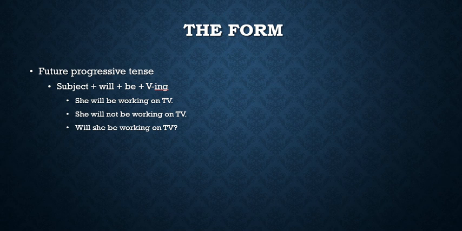And then about the form of the future progressive, you will have subject, will, be, and verb 1 plus ing. For example, she will be working on TV. She will not be working on TV, and interrogative, will she be working on TV? Jadi hanya ditambahkan not untuk negatif dan dipindah will-nya untuk kalimat tanya.